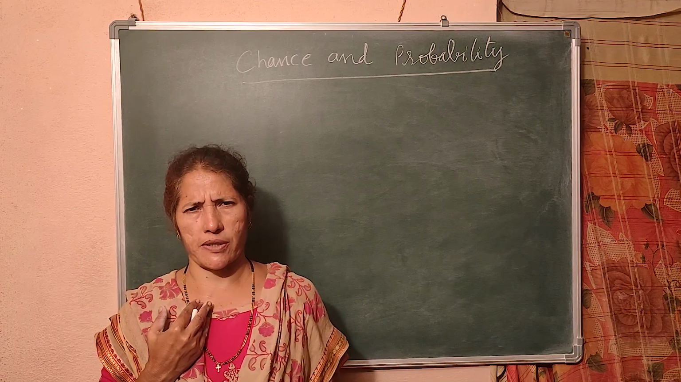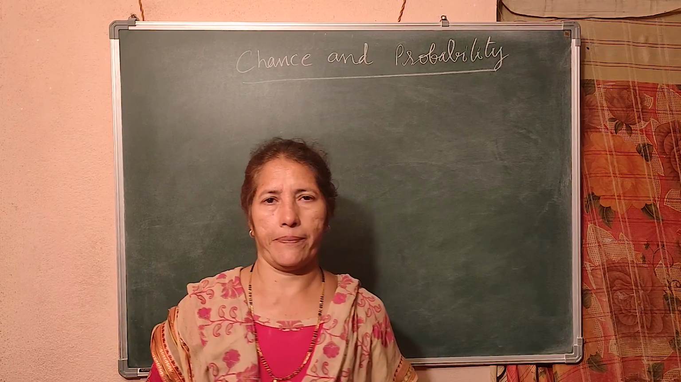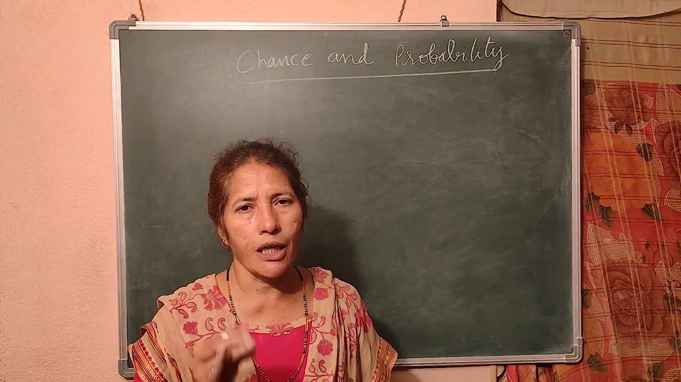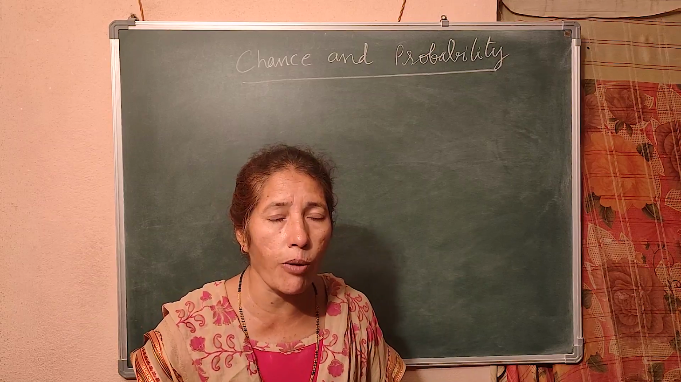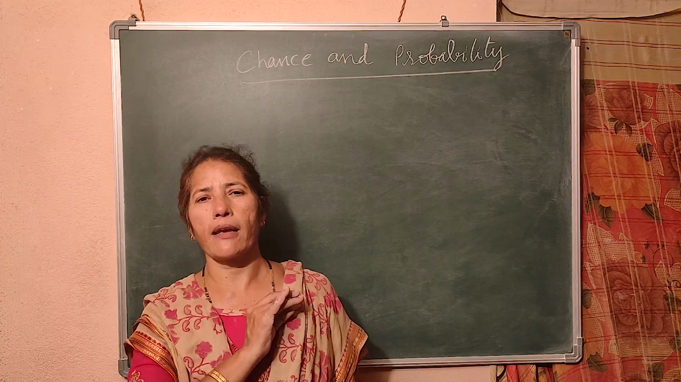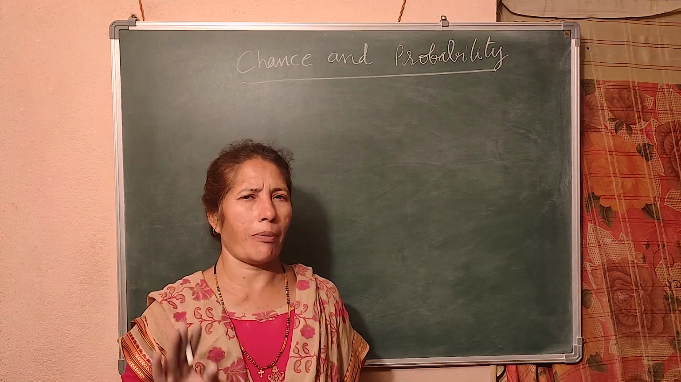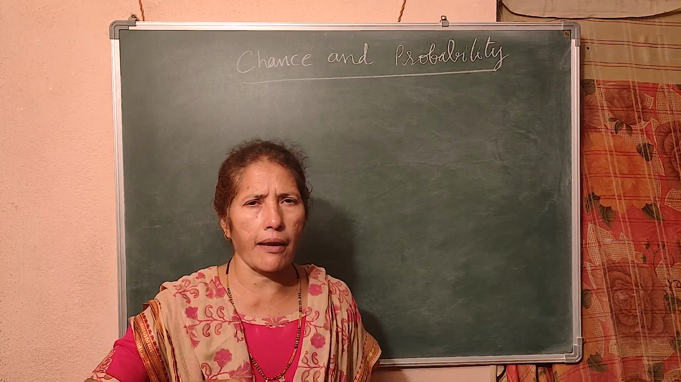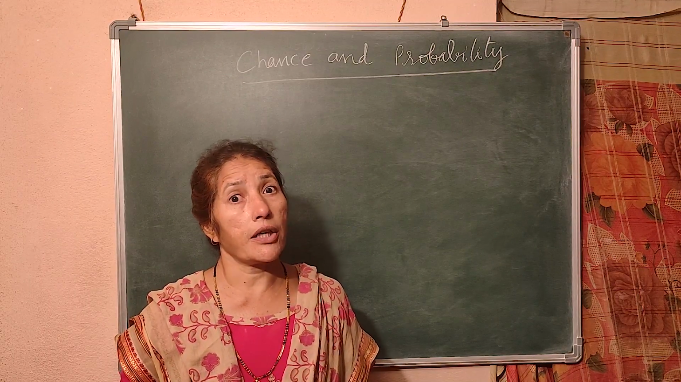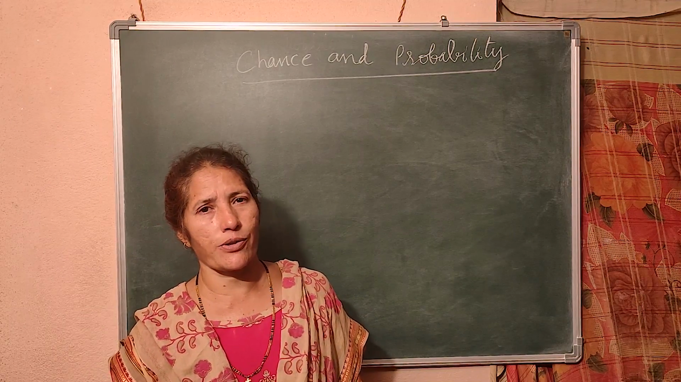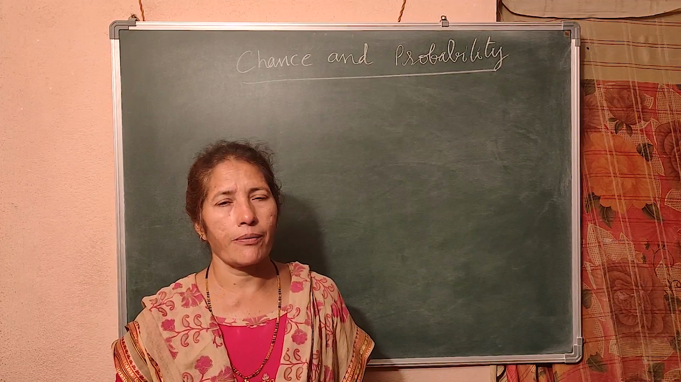Now, there are some situations where I am not very sure what is going to happen. Suppose today is Monday. What day is today? Tomorrow, Tuesday. What day was yesterday? Sunday. Is there any doubt? No. Then it is not probability. Today is Monday. Is there any guarantee that it will not rain today? It may rain today or it may not rain today. Then it is probability. You understand?